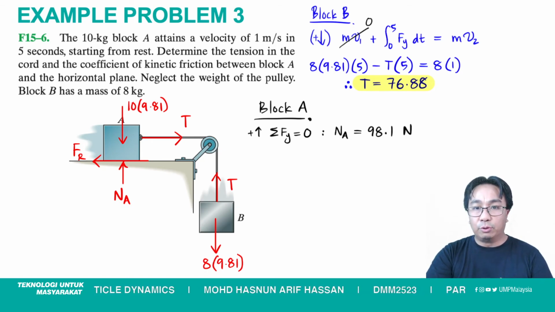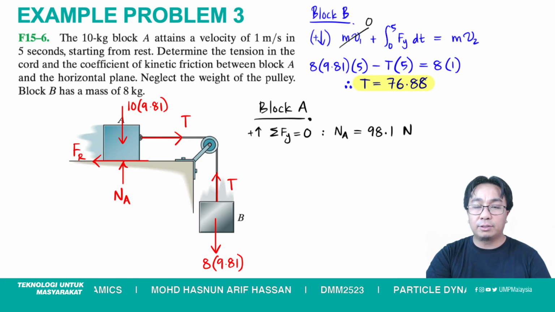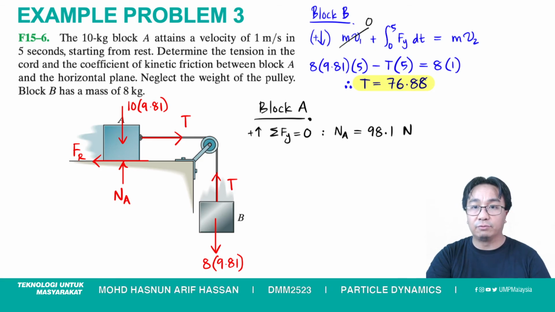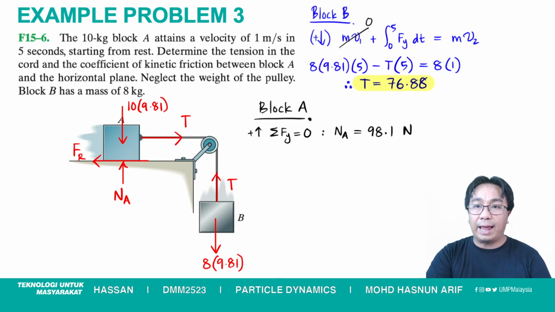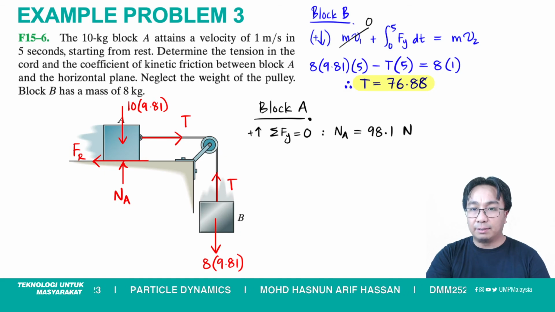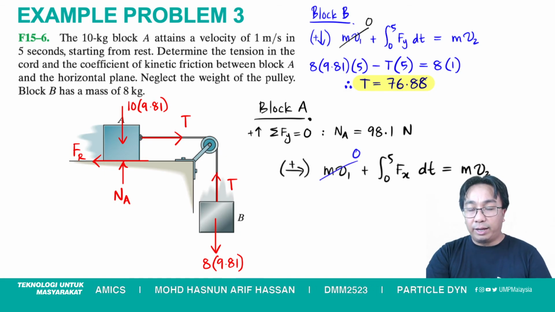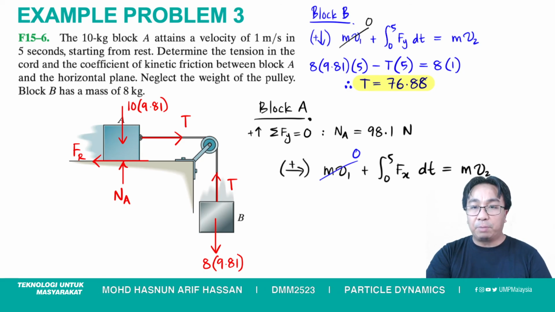Once we have the tension, we can go to block A, but first we need to find the value of the reaction force so that we can calculate the friction force. By using Fy equals 0, we get Na equals 98.1. This is basically Na equals the weight. And then we can go ahead with the principle of impulse and momentum in the x-axis.